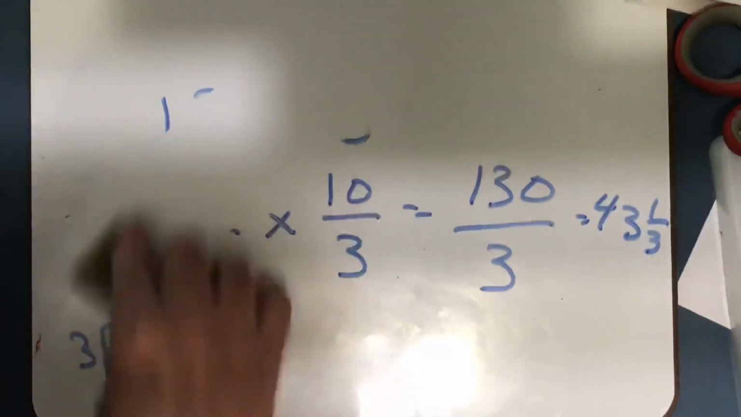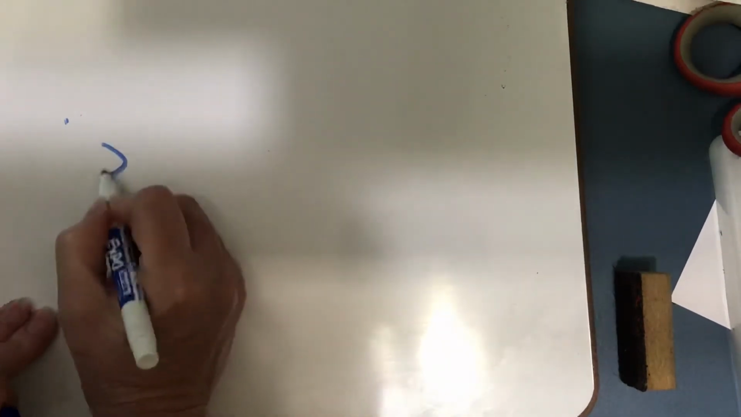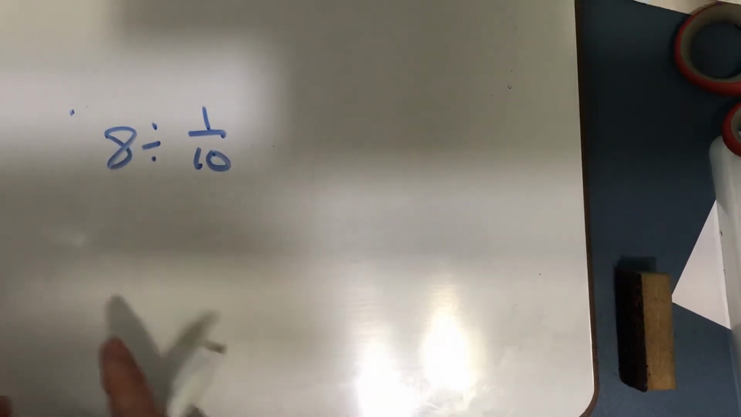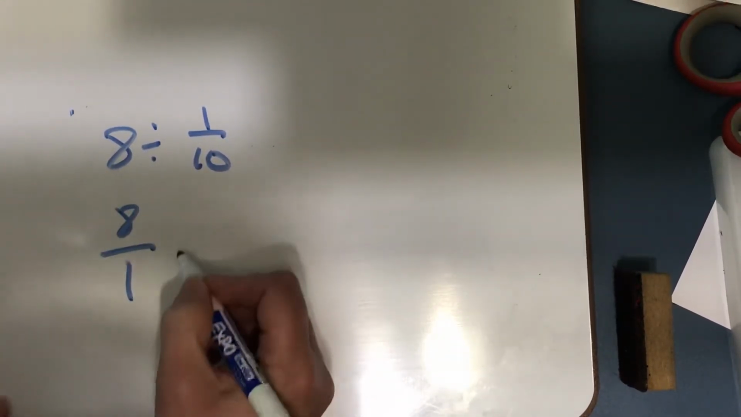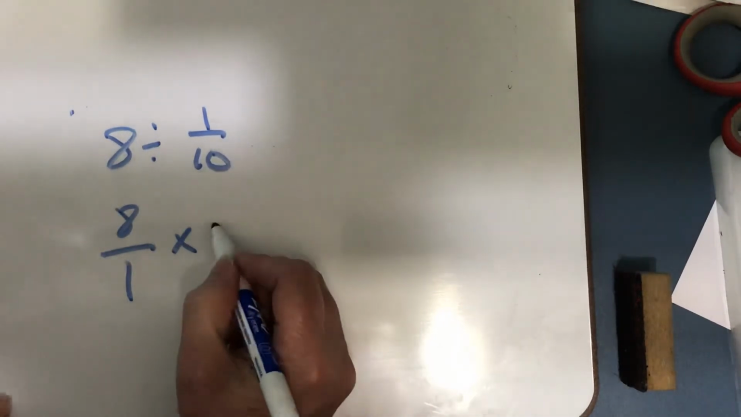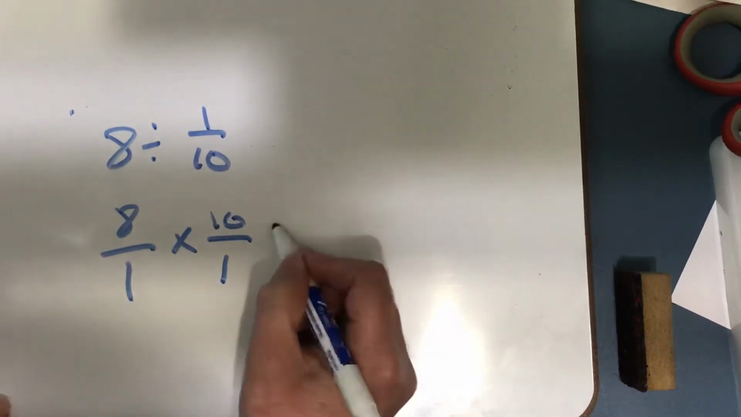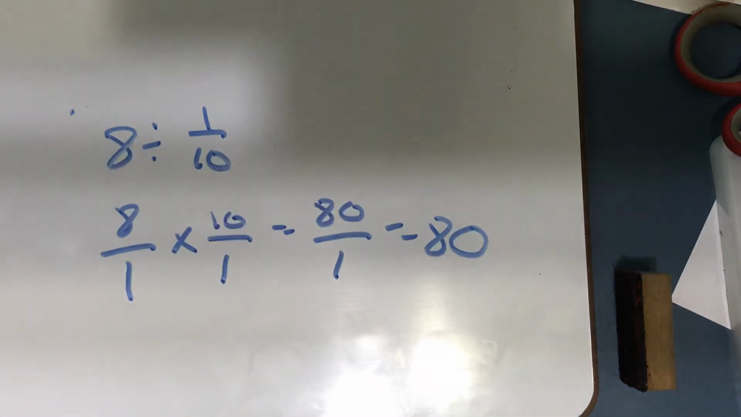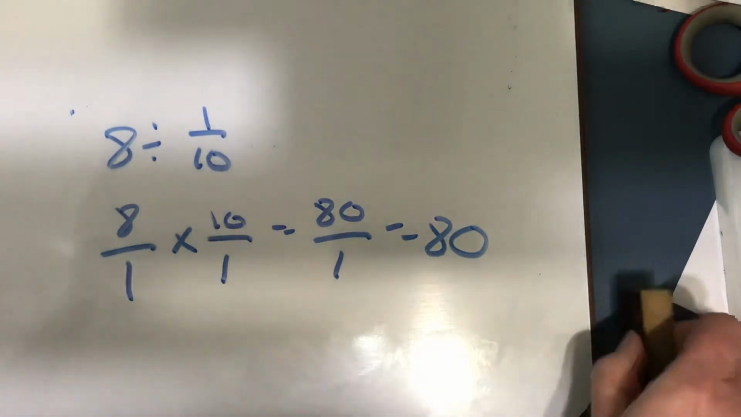All right, let's do another problem. Let's do 8 divided by 1/10. First step, rename the whole number as a fraction. Then multiply by the reciprocal of the divisor. So 1/10 would be 10, but we're going to write it as 10 over 1. And then I multiply. I get 80 over 1, which equals 80. So 8 divided by 1/10 equals 80, which you already knew how to do because that's just a unit fraction. But that's why it works too, with using the standard algorithm.